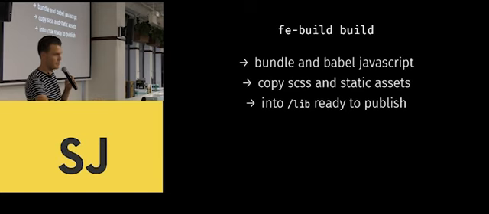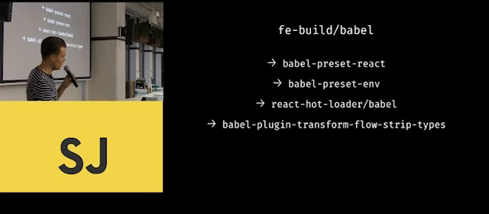One of those steps is Babel. So we use Babel, and you can see some of the Babel configs that we use. All of these configs that you need to know about or understand are all included in a single FE build Babel config. So the developers day-to-day don't need to know what configs or why we're using those configs. They just need to know how to use our FE build config.